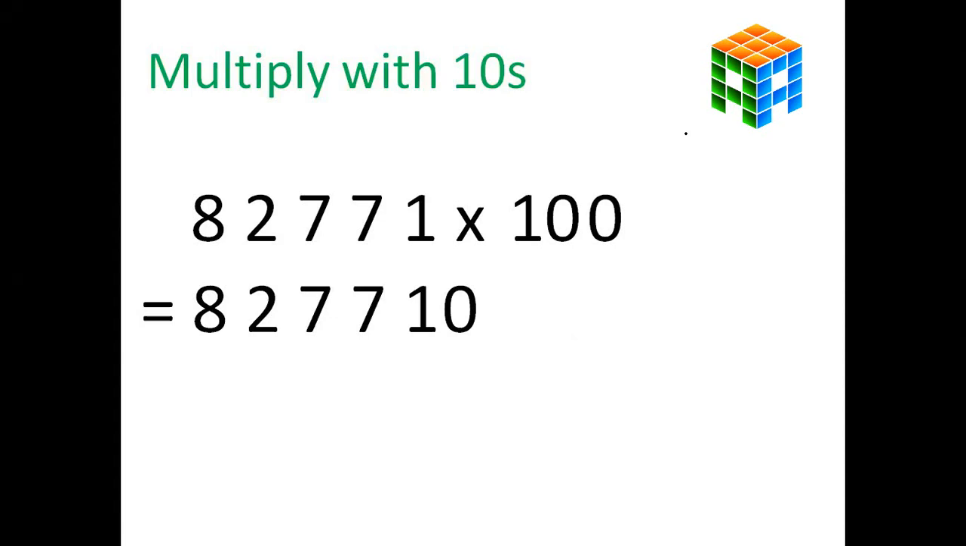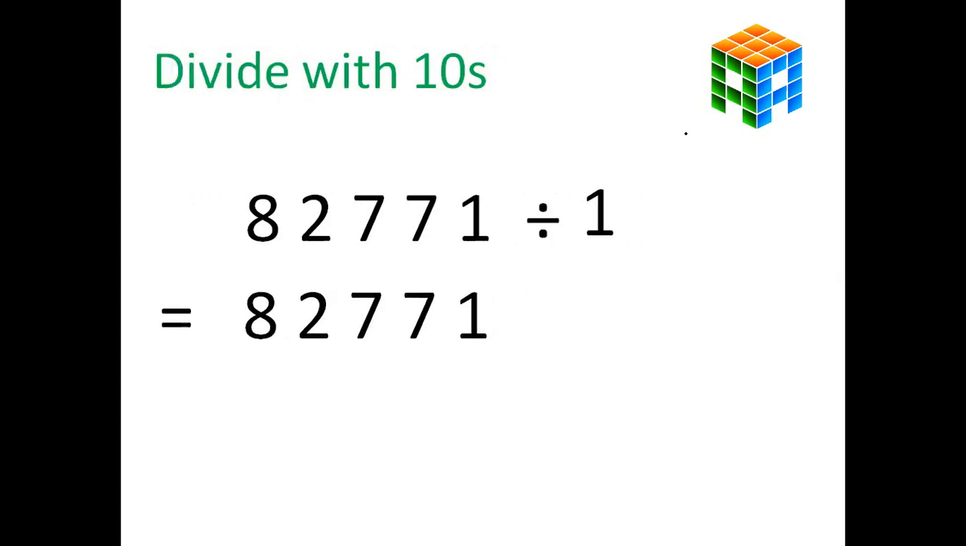Similarly, when you multiply any number with 100, just add 2 zeros at the end of the number. For 1000, add 3 zeros at the end. Similarly, for 10000, add 4 zeros. So these are all the shortcuts when you multiply any number with tens. Similarly, any number divided by 1 gives the same number.